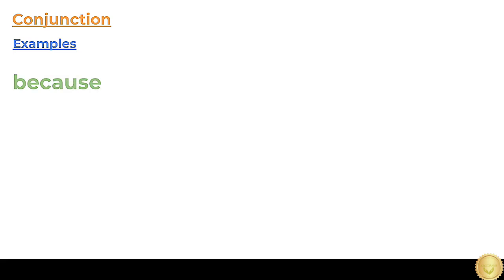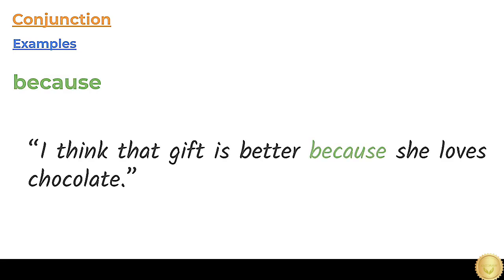Okay, and because, another really common word. I think that gift is better because she loves chocolate. So they each connect different things together. So if you're explaining something, you can use because. If you've got two different options, you can use or. If you want to just state multiple things, you can use and. They've all got their own context in which you use them.